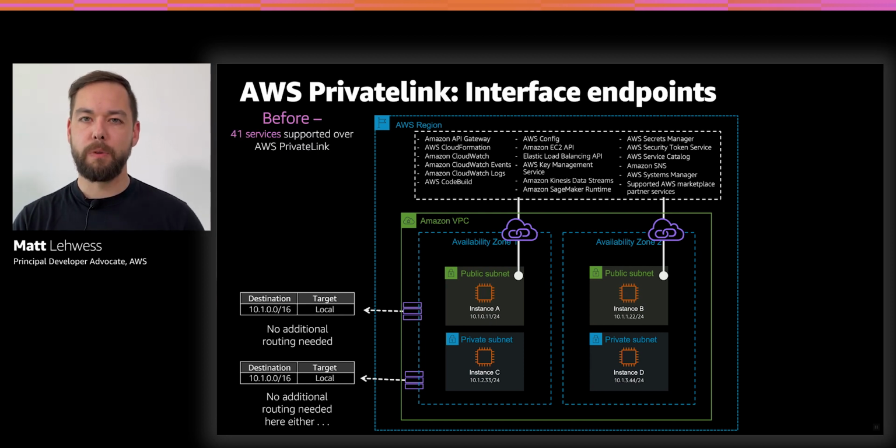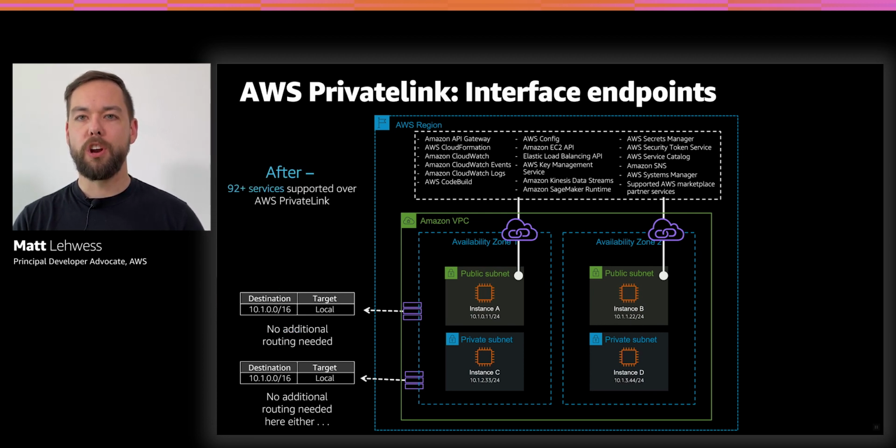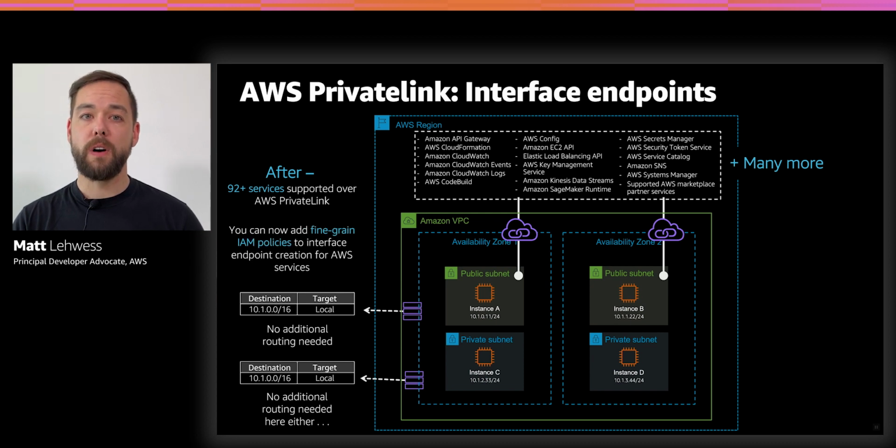And whenever I say before, I mean before re:Invent last year, or before this last 12-month period that we've gone through, we had 41 services that supported Privatelink. And so now, if you look into the interface endpoint console, we actually support 92 services. And so you see all of the services that we have listed here, plus many more. And we can now also do fine-grained IAM policies for interface endpoint creation with AWS services.